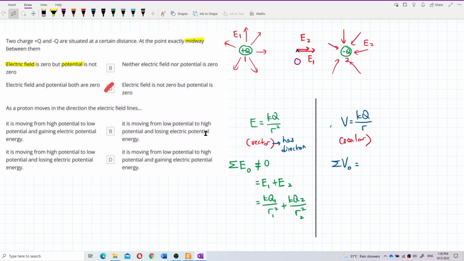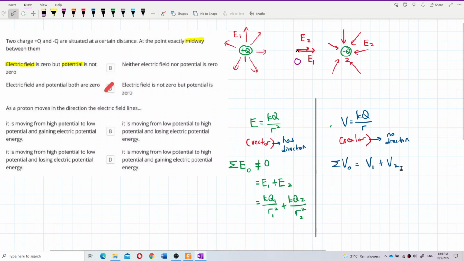So you need to treat it as a vector. Yeah, but scalar quantity has no direction. No direction. We don't say potential going to the right, potential going to the left. So how do we find the total electric potential at point O? We just put V1 plus V2. V1 plus V2, understand?